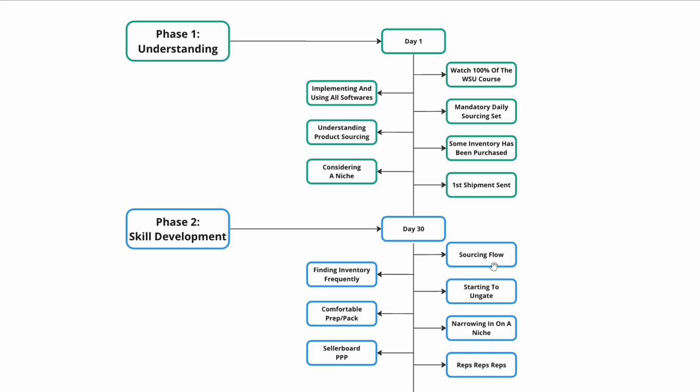Now, it doesn't mean you're going to be an expert. It just means you're drastically better than week 1. Drastically better. You're no longer stumbling your way through it. It's a lot smoother at this point. Because you're in a sourcing flow, you're finding inventory more frequently. In phase 1, you're going to be like, man, I haven't found any products. I don't think there's any products out here.